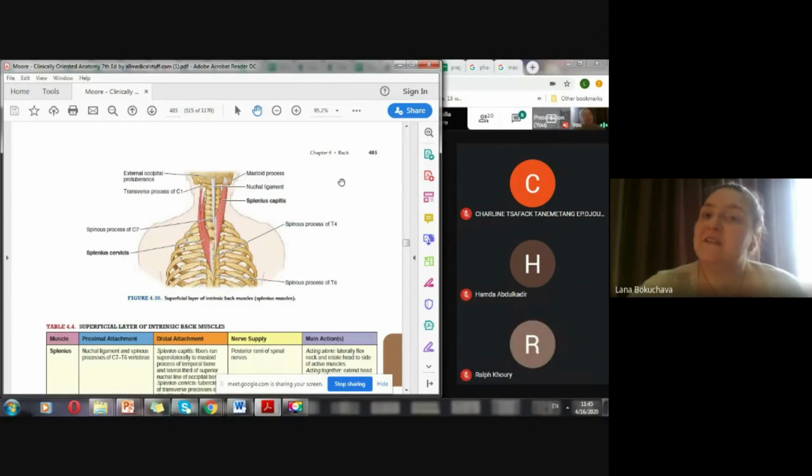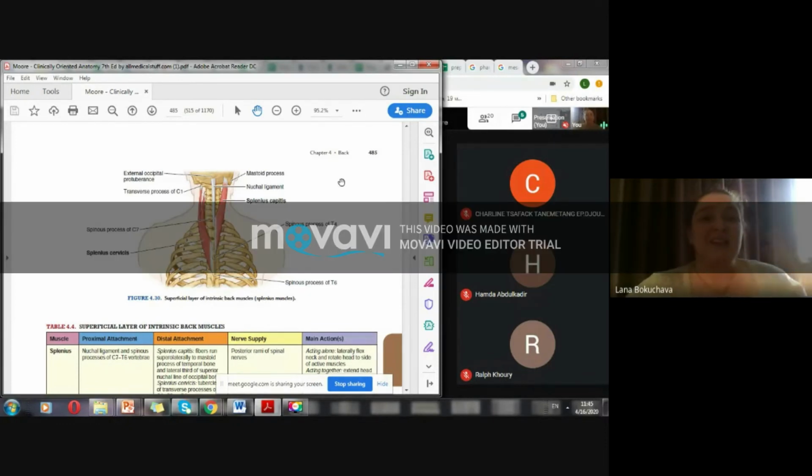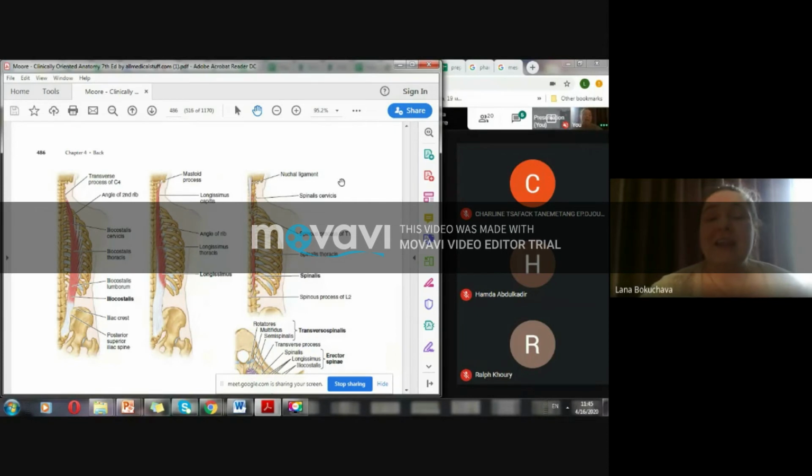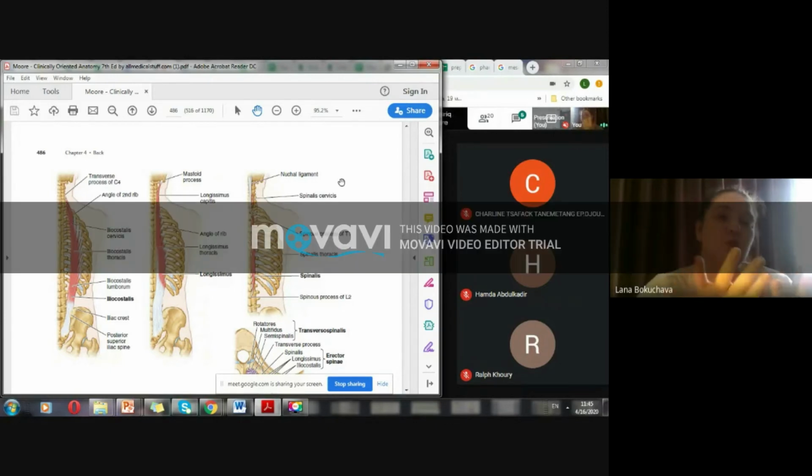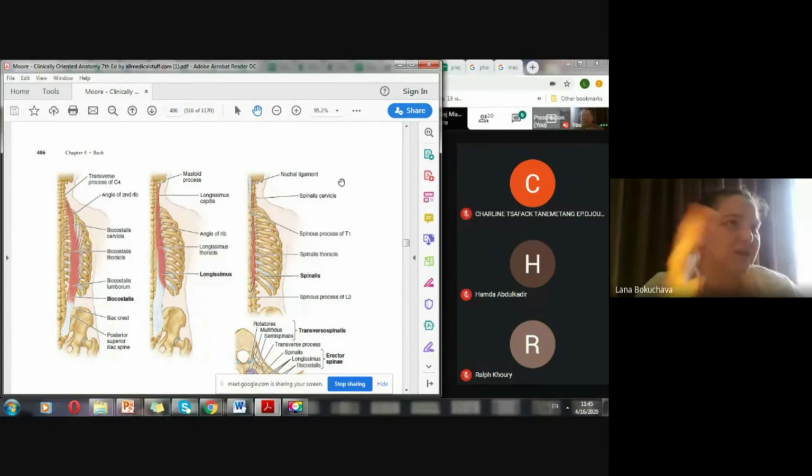So this was particularly for the superficial layer of the intrinsic back muscles. Here we have only one muscle, one nice muscle, which we call the splenius. So the next type of muscles, what we have here, this is particularly the intermediate layer. They are localized underneath the splenius. And here particularly it's a group of 3 muscles, to be honest, and together we call it the erector spinae muscle, or muscles, correctly to say in the plural form.